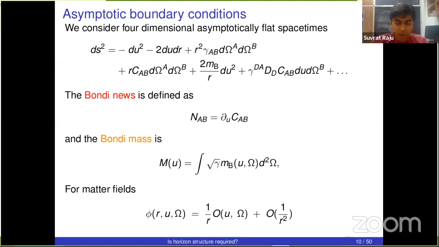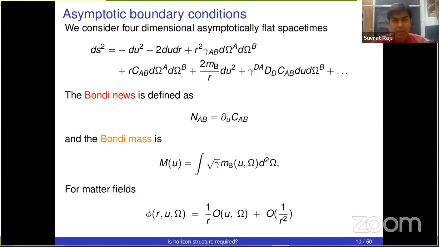So let me start by just discussing and reviewing a few elementary aspects of four-dimensional asymptotically flat spacetimes. Of course, I'm sure there are many experts in the audience, but there are also probably people who don't work on these issues. And so I'm going to just review some things that are well understood. So I'm going to consider a four-dimensional spacetime. It's convenient. This is asymptotically flat. Of course, you could have whatever in the interior, including black holes or something else.